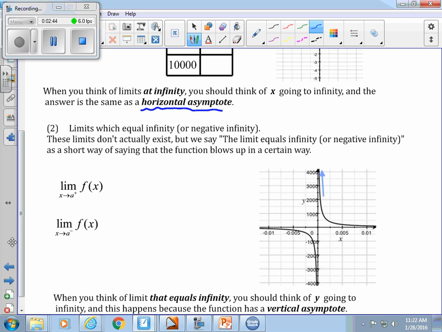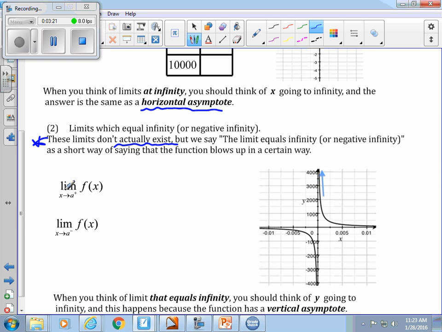Limits that equal infinity, or negative infinity, are ones where we're approaching a vertical asymptote. These limits don't actually exist. So kind of a little mental note, those limits technically don't exist, but we're going to go ahead and give it a direction, just as a mental note of which way it approaches. Technically, a limit can't equal infinity. We talked about the technicalness of that because it can't get in a box. Y'all remember us talking about that.